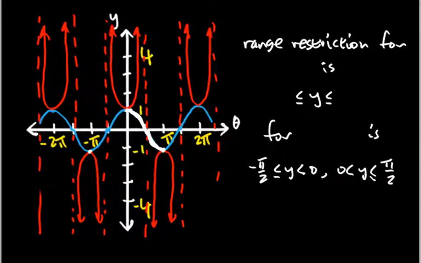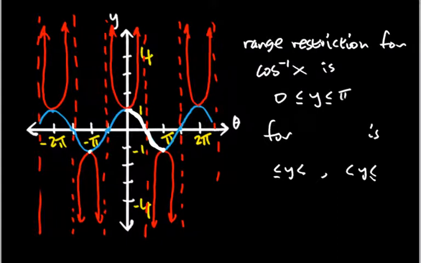So, yeah, people have just decided to do that because it's positive. We like positive, so yeah. Cosine inverse of x, the restriction is going to be from 0 to pi. So any angle that you choose for the solution to cosine inverse of x is going to have to come from 0 to pi.